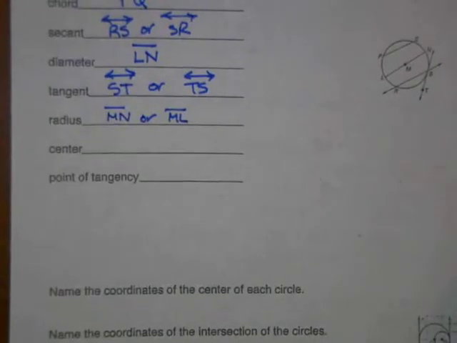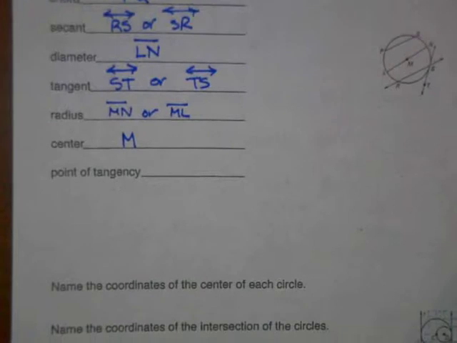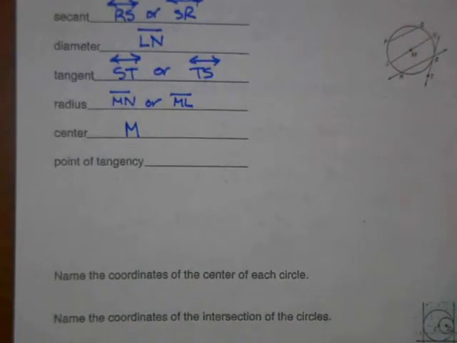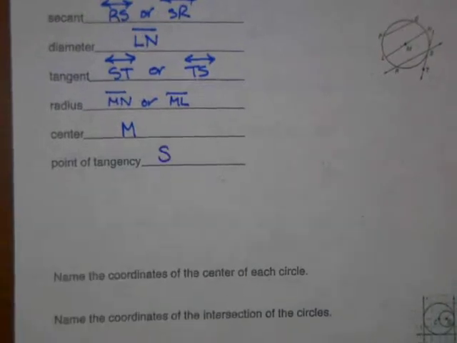Center is what? M. And how do you show point M? Point M. Write it out. Or you can just write M. Point of tangency is what? It's S.